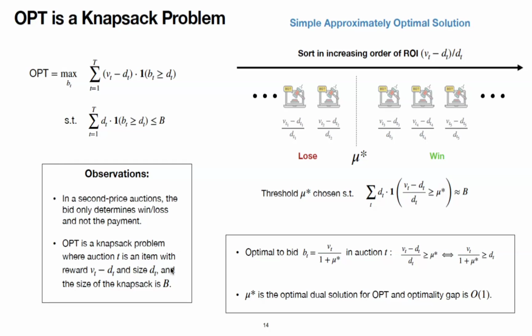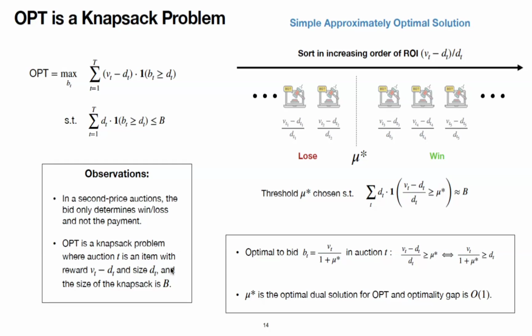It turns out that if you bid b_t over 1 plus mu star, that is exactly equivalent to winning when (b_t minus d_t) over d_t is greater than mu star. Just bring the d_t to the other side and switch it and you'll see that this is exactly equivalent. It's as if you're participating in a second price auction where your value has been scaled by 1 over 1 plus mu star. In a second price auction, you bid truthfully. When your value is not v_t but v_t over 1 plus mu star, you bid that truthful value, which is v_t over 1 plus mu star. You stare at it a little bit, you can see it.